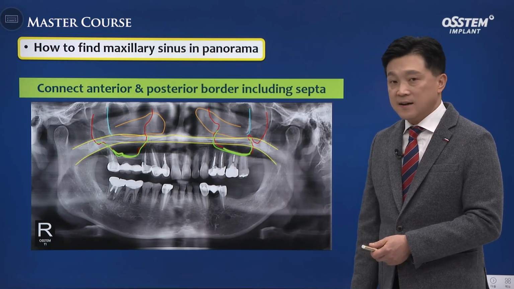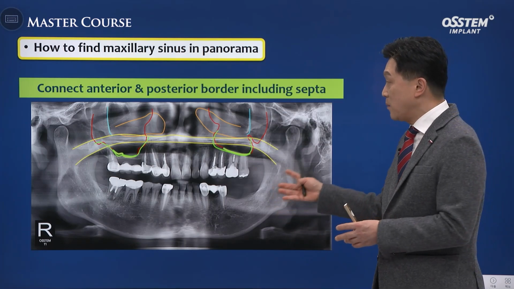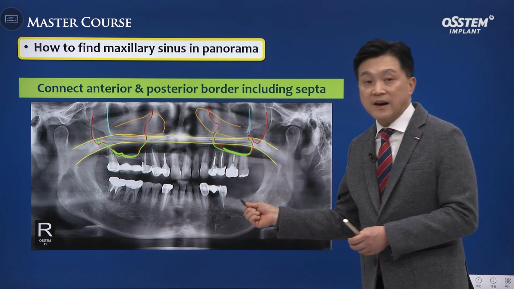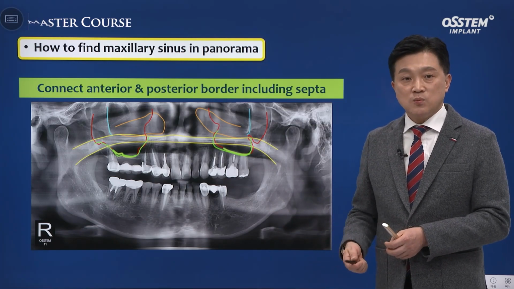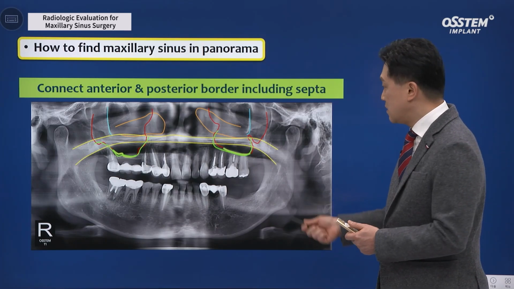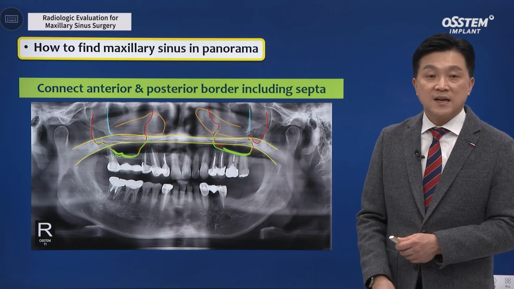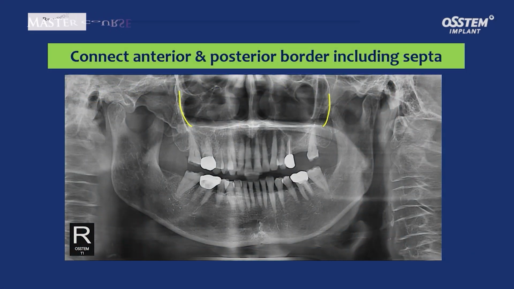This is a tip. If you have a very clear panoramic image, you do not need to use this kind of method. You can just draw following it. But if there's a problem with the patient's position or image taking, or if the x-ray is old, then we can utilize this method very meaningfully. From posterior border, anterior border is connected, and we can see the outline of the sinus.